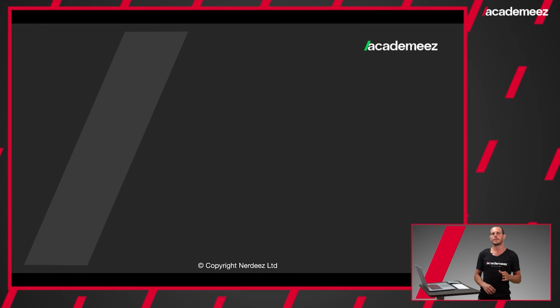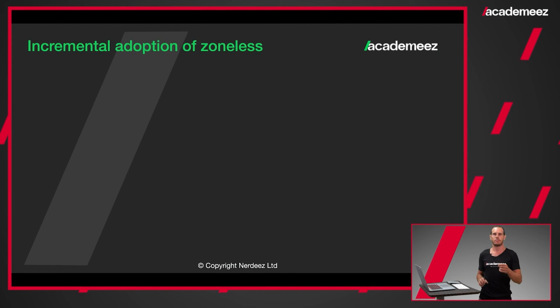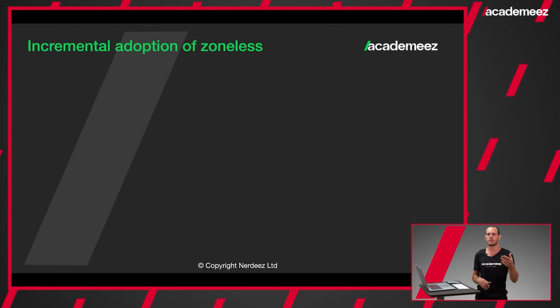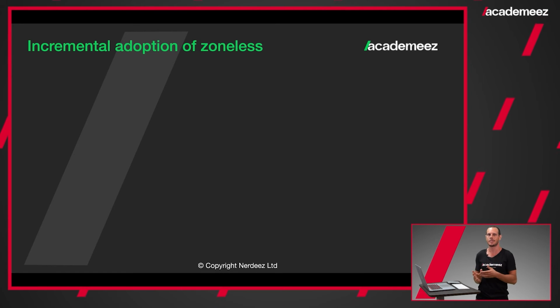Probably the most important feature of the Zoneless library is the fact that it has a set of directives which allows you to incrementally adopt Zoneless. And this is probably the most important thing you will take from this video: you don't have to completely remove Zone.js. If you have a big app, completely removing Zone.js is not as simple as it seems in this lesson.